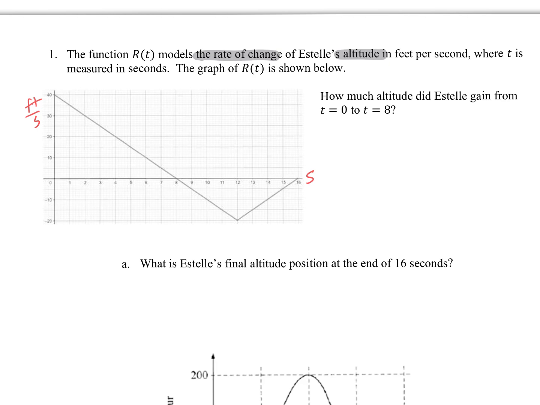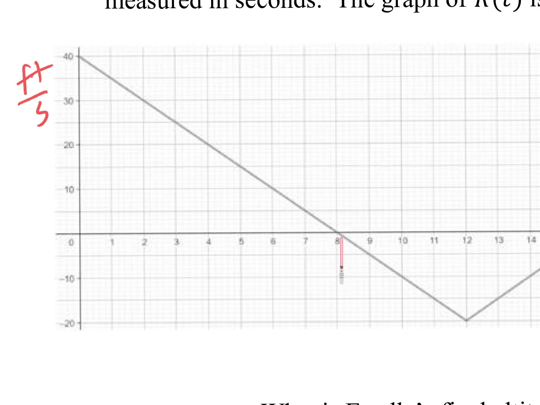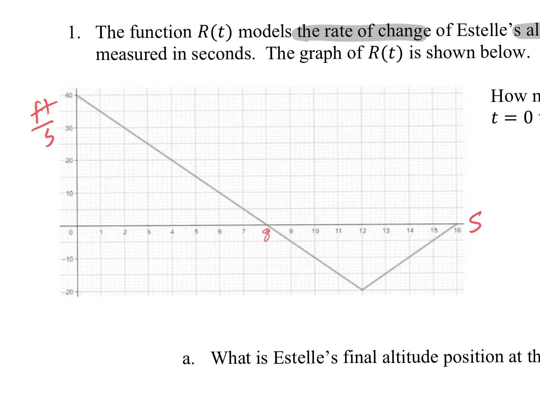How much altitude did Estelle gain from 0 to 8 seconds? You guys, because you probably can't see well on your graph, 8 is right here, so maybe we label that with a little 8. And again, this is a velocity graph. What we've just learned is if you find the area under the curve of a velocity graph, it will get you your distance traveled or your position. So if we're starting with f prime, we can go to just f now using the area under the curve.